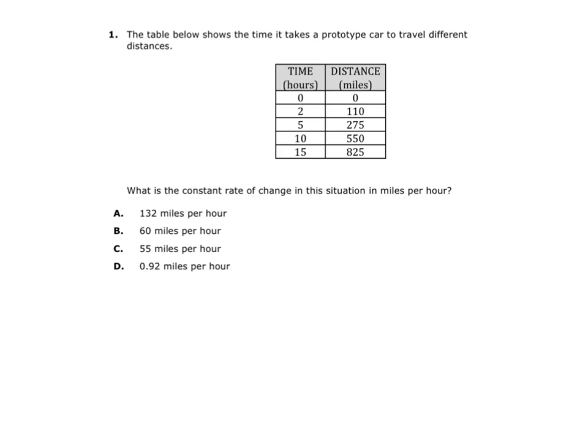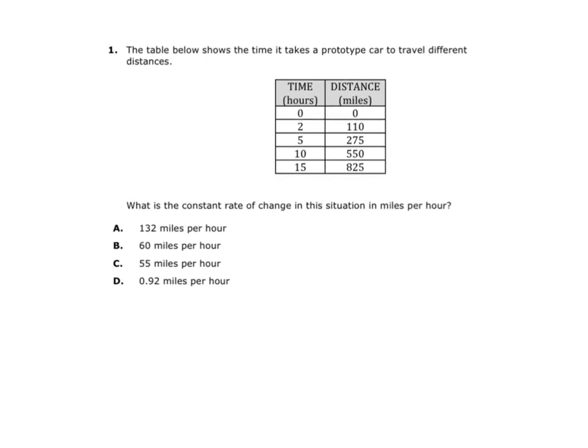We know constant rate of change is using the formula K equals Y over X. So in this table, X is our time, Y is our distance. So we need to do that for each of the intervals. So for the first one, we have 110 over 2.